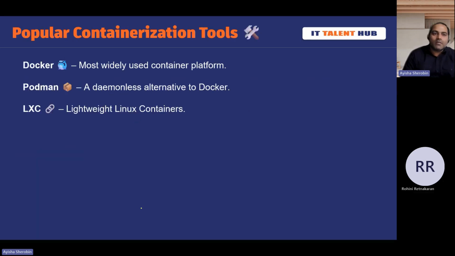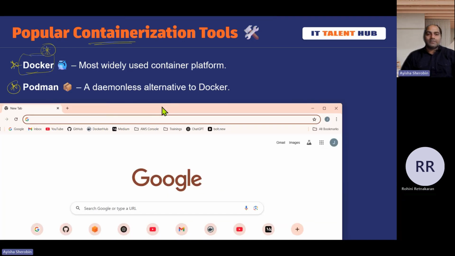So these are the real-world use cases. And these are the popular containerization tools. Like Docker, we also have Podman, Containerd, and lightweight Linux containers. We can use any of these, but the most popular one is Docker. So whenever we go for any job, they are definitely going to ask for Docker and Kubernetes, right? In case of any DevOps engineer role, we can search on Google and they're going to ask for Docker and Kubernetes.